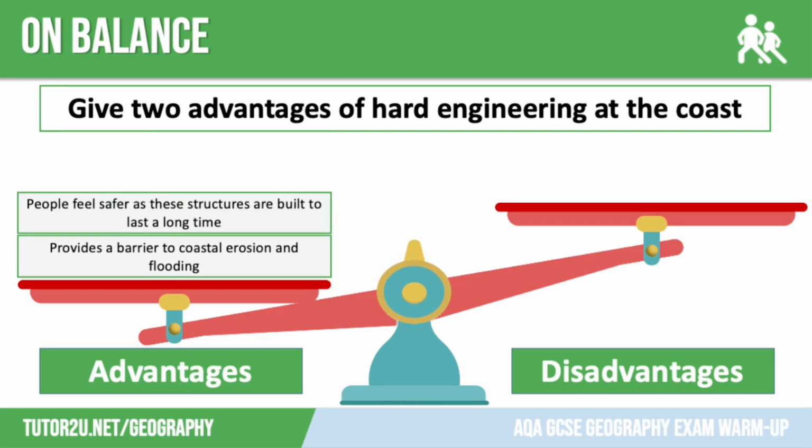So in terms of our advantages, if we're thinking about the pros of hard engineering the coast, the fact is that things like seawalls provide a barrier to flooding, therefore they keep homes and businesses safe. And because hard engineering involves building structures that are long lasting, people will feel more secure and that they are less at risk. But you could also say that groins build up the beach by holding sand in place, which slows down erosion and the water has further to travel as the beach is bigger and steeper.